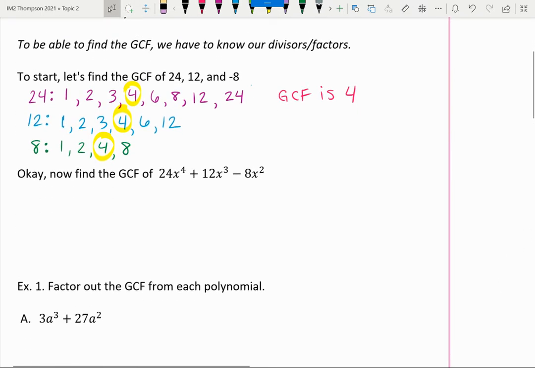Now we extend our thinking. So I used the same numbers as coefficients so that we can just build and not have to redo. But now find the GCF of 24x to the 4th plus 12x cubed minus 8x squared. We already know that the greatest common factor for the numbers is going to be 4, right? So we took care of that. So now let's look at the variables. x to the 4th is x times x times x times x. x to the 3rd is x times x times x.